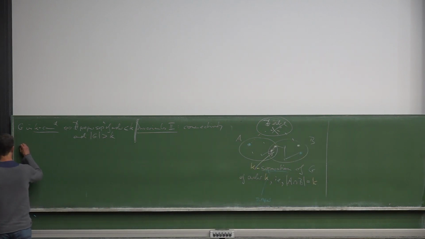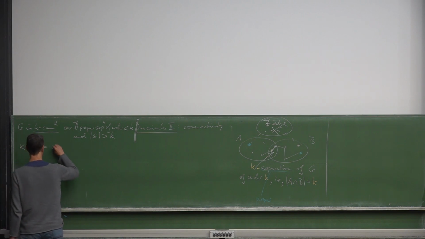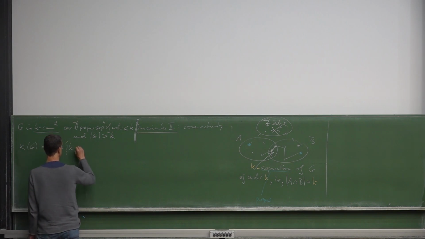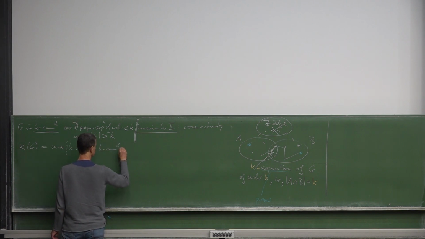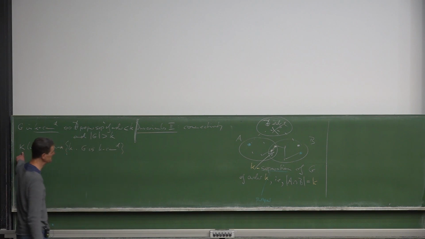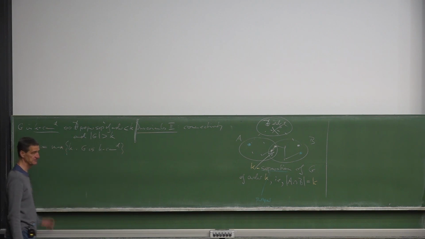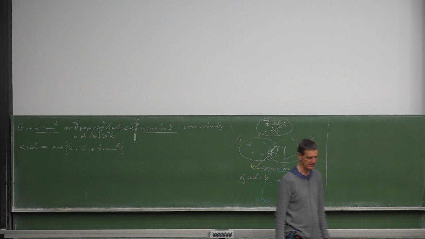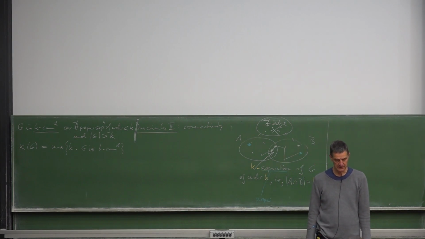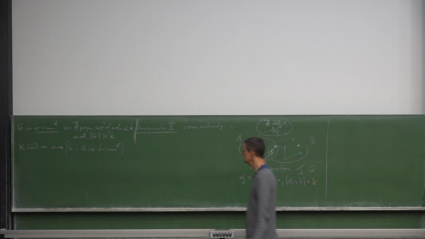Okay, and so that's kappa. Kappa of G is the largest integer, the biggest K, such that G is K connected. Okay, that's the connectivity of the graph G. The largest K for which G is K connected. Okay, questions?